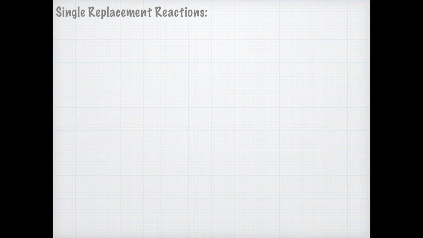So thus far we've talked about synthesis reactions and decomposition reactions. And the next type of reaction we're going to talk about is single replacement reactions. What happens in a single replacement reaction is you have a compound and another element comes along and kicks out one of the elements in that compound. So imagine two people are dancing and you have someone come in, kick one of the partners out, and now you've got a new compound and a new element all by itself.